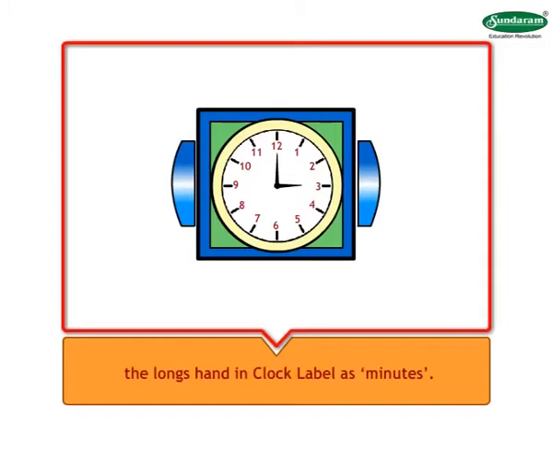Thus, when the long hand or minute hand starts from any number on the clock and reaches the next, we know that 5 minutes have gone by. If minute hand reaches the number 11, it is 5 into 11 is equal to 55 minutes.